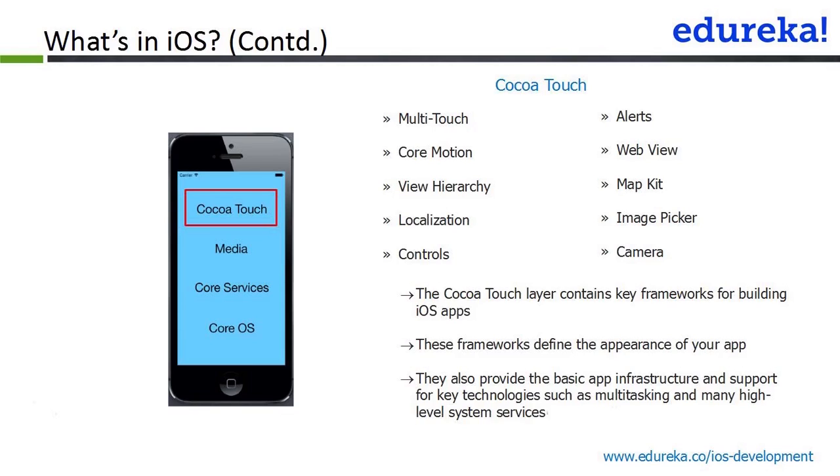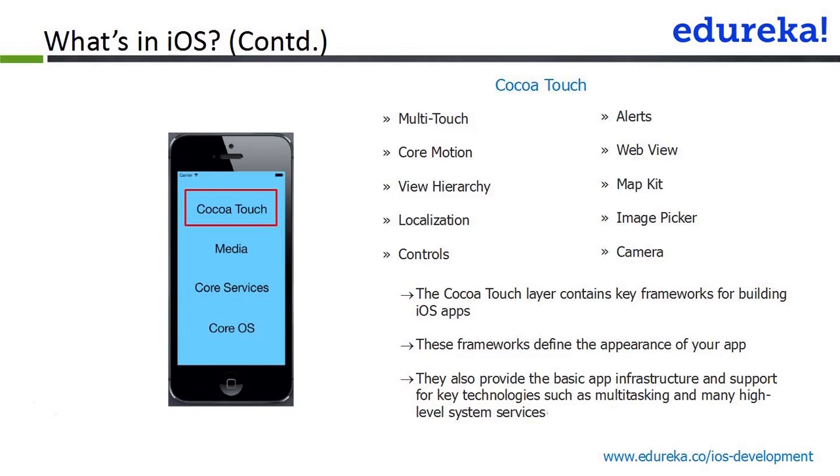And it also has controls, various UI controls, alerts, localization specific controls, web view, the map kit, the image picker, which picks from the camera or the photo library, and of course the camera. So the Cocoa Touch, at every layer you also had this at the core services and at the core OS, right? But this Cocoa Touch is specific to the user input. So when the user clicks on the camera, then you have a specific action which has happened and the camera is invoked. So this layer takes care of that.